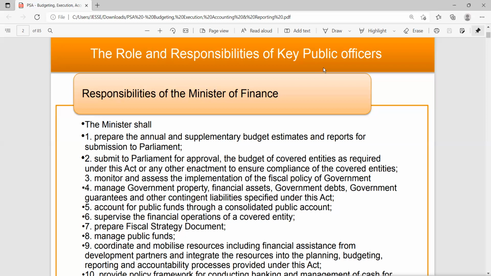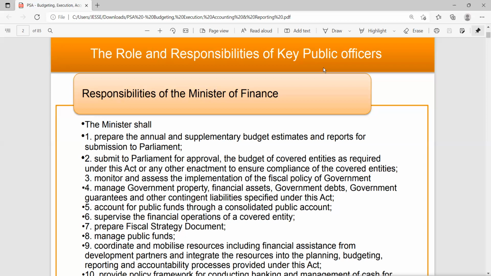Now, after he's prepared this budget and submitted it for approval, he has to come and monitor and assess the implementation of the fiscal policy of government, right? So right now he's put the budget in place. He's implemented some fiscal policies as a result, but he needs to monitor and assess the implementation of the fiscal policy. It's very, very crucial. Please don't forget this.